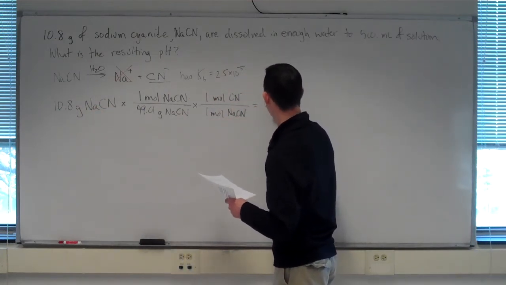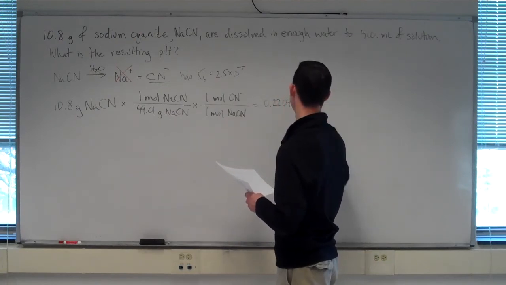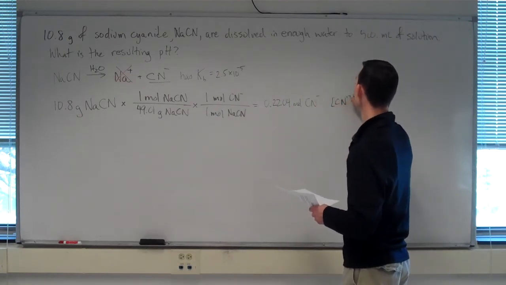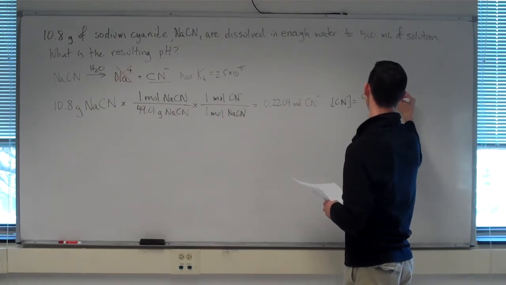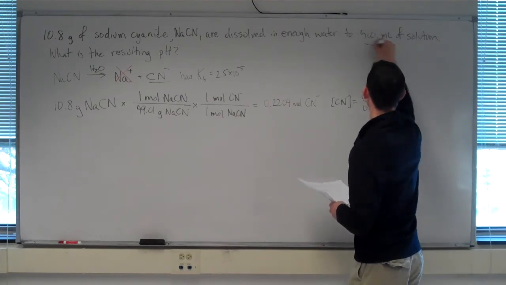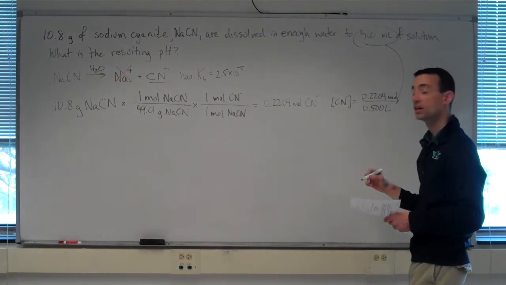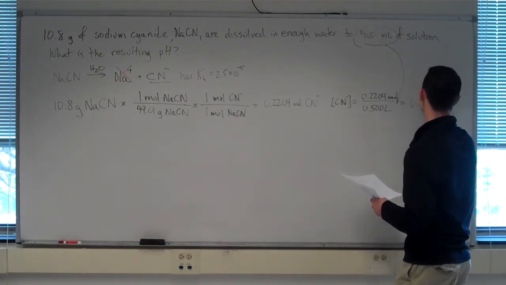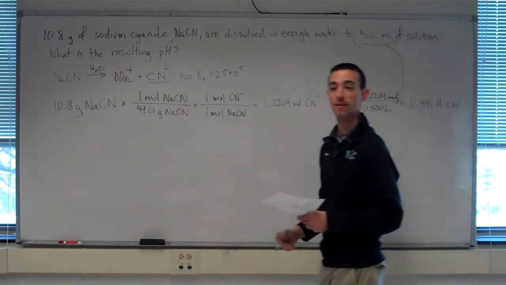So I have 0.2204 moles of cyanide ion now. So the concentration of my cyanide ion will be the 0.2204 moles divided by 0.5 liters. Right? My 500 milliliters is half a liter. So this is the molar concentration, 0.441 molar CN minus.